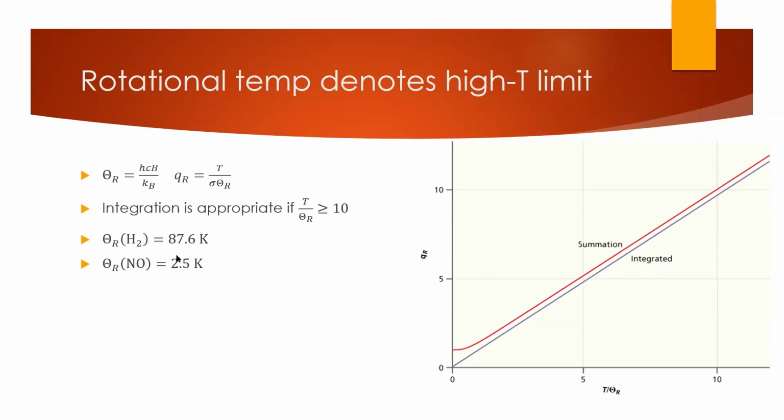So for NO, something that's going to be relatively continuously accessed, we can see that the rotational temperature is about 2.5 Kelvin. So at 298 Kelvin, we're going to be at a T over theta of greater than 100 for this molecule. However, for hydrogen, we mentioned before that hydrogen is not very continuously accessed. Its rotational temperature is about 90 Kelvin. So the T over theta there is going to be something like 3, and it won't be appropriate to integrate over that since only a handful of rotational levels are actually accessed at room temperature.